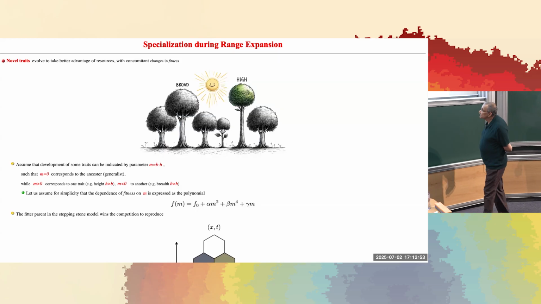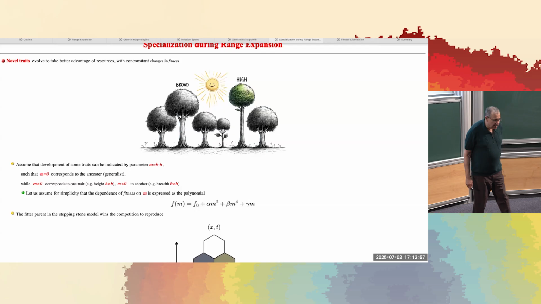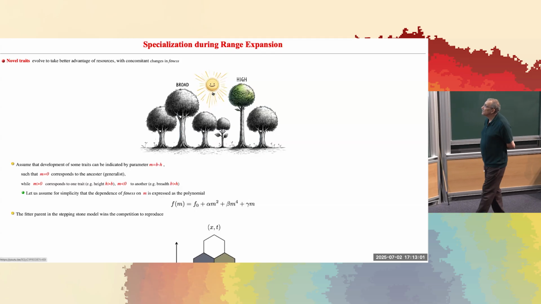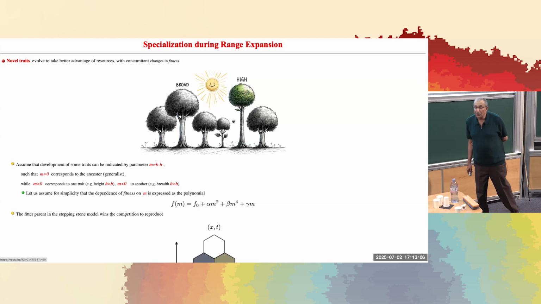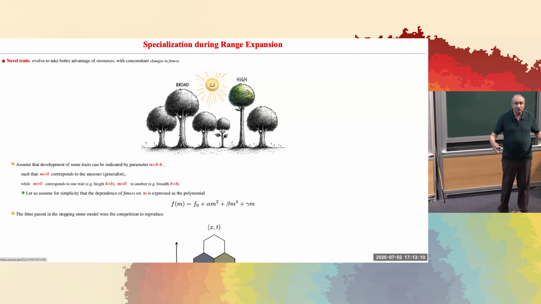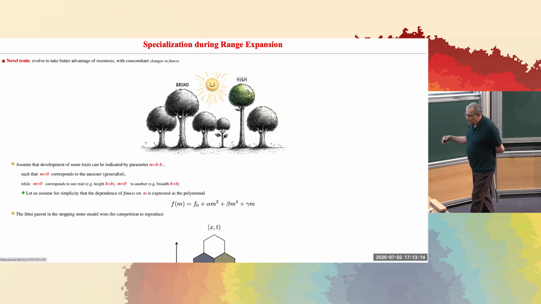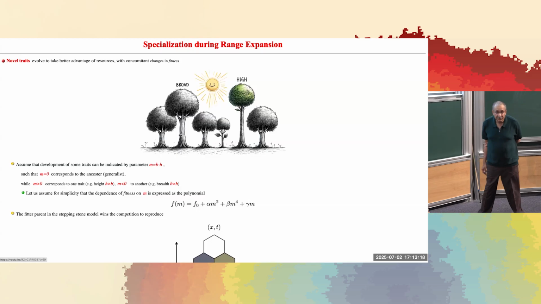And one extreme case of mutations is to imagine that somehow mutations will allow you to specialize in two different ways. For example, some trees may decide to become tall to take advantage of the sunlight. Others may decide to become broad. And so then the original population could potentially break down into two different populations.